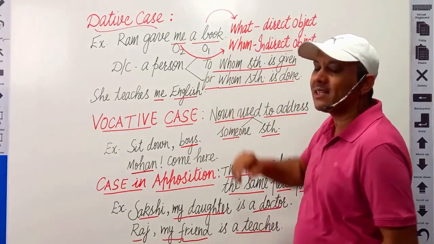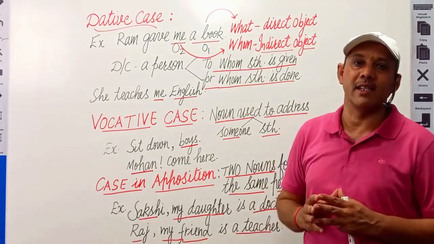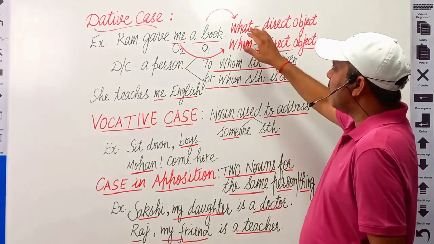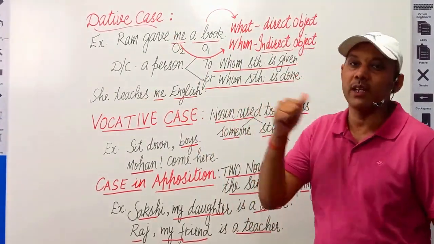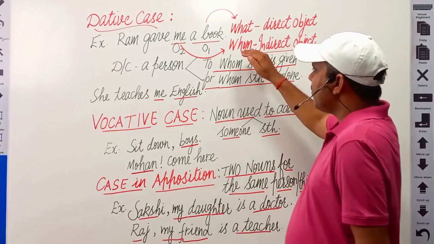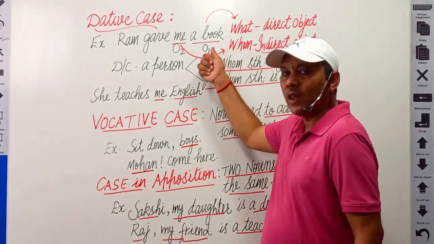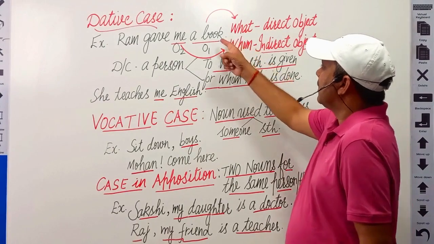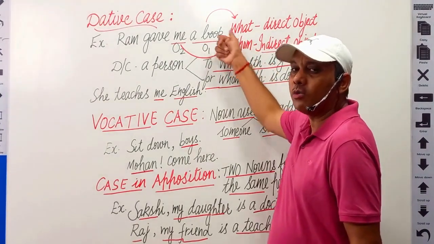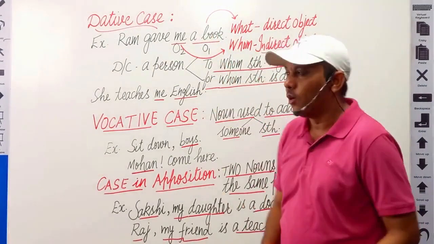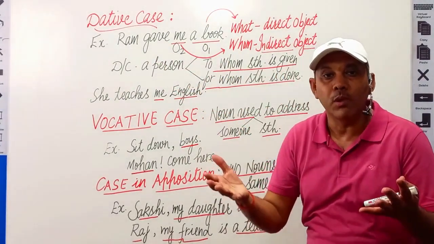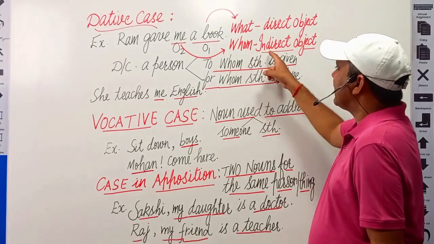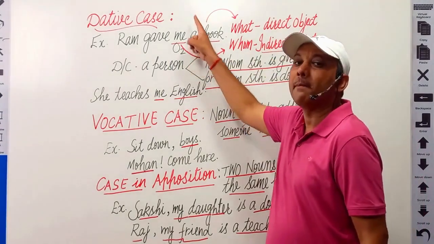This is known as direct object in a sentence. Answer of what before the verb gives the direct object. And when we ask to whom what is given, to whom the book is given. For example, Ram gave a book to whom? To whom? Answer is me.